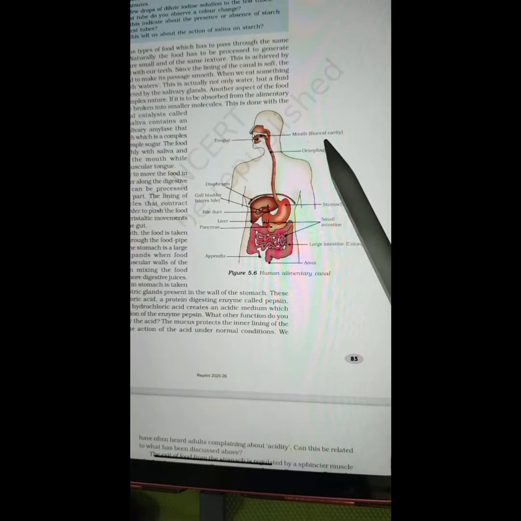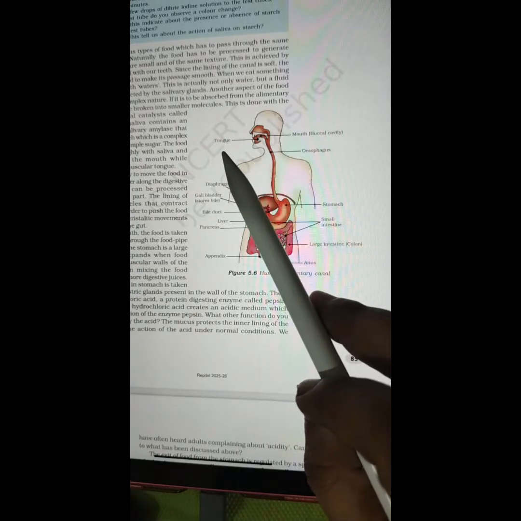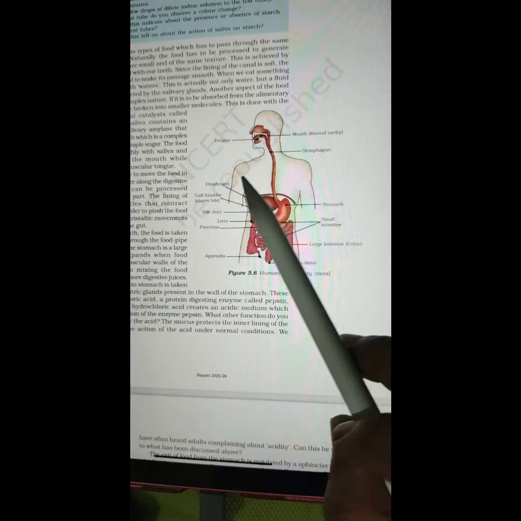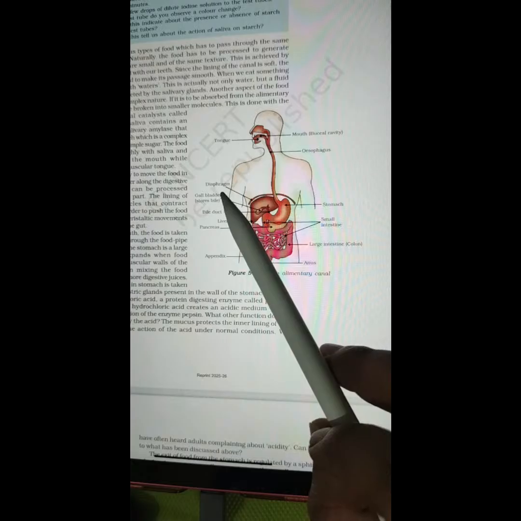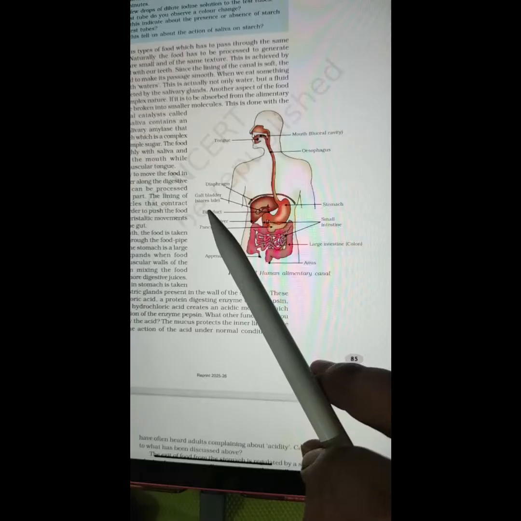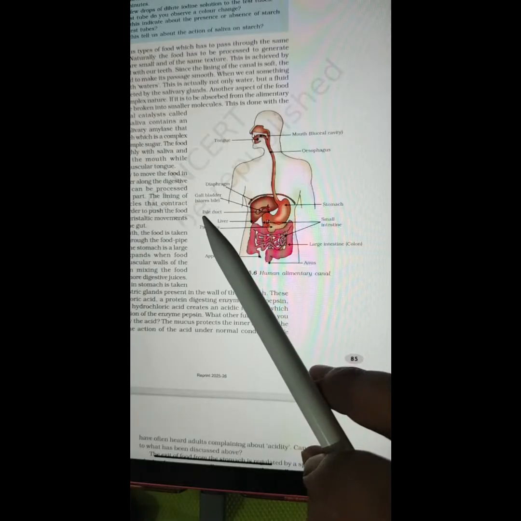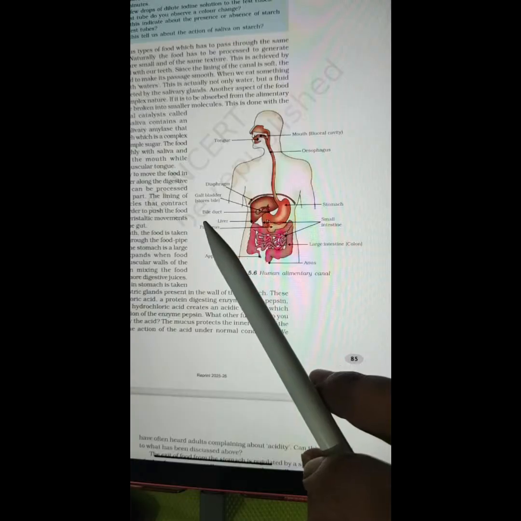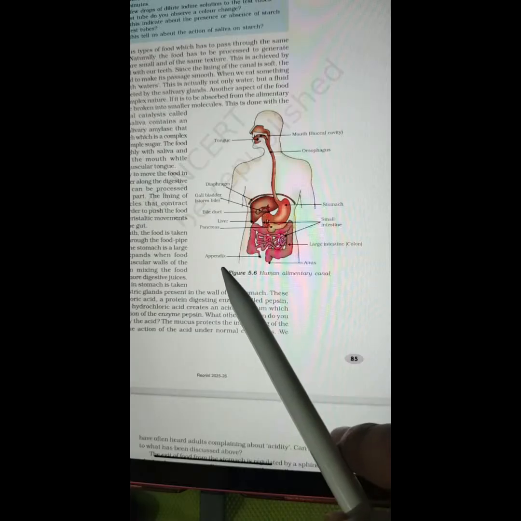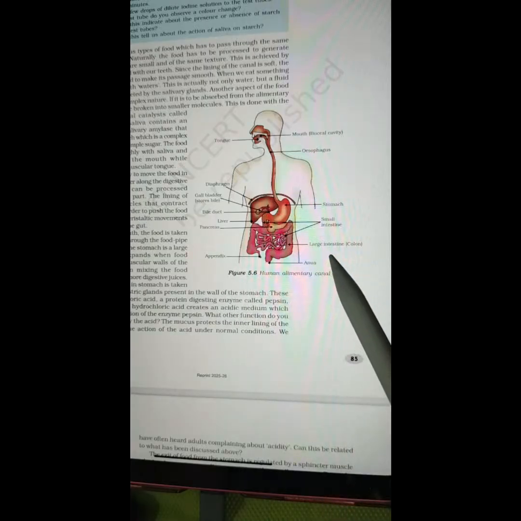mouth, buccal cavity, tongue, esophagus or oesophagus, both are correct. Diaphragm. Diaphragm is a dome-shaped muscle that basically helps in respiration. Gallbladder. Stores bile. Bile duct. Liver. Pancreas. Appendix. Anus. Large intestine. Colon. Colon is also the correct pronunciation, which is one of the parts of the large intestine.